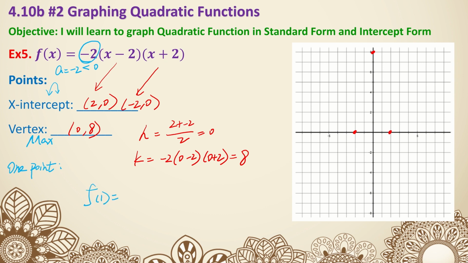Let's say we're going to do f of 1. That's negative 2 times 1 minus 2 times 1 plus 2. Negative 2 times a negative 1 is a 2, times 3 is 6. So we got a point 1, 6. Reflected to the left side, we also have negative 1, 6. And that is our parabola.